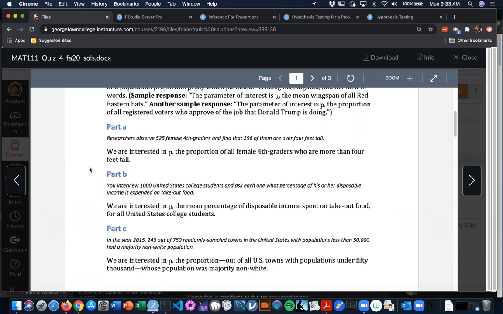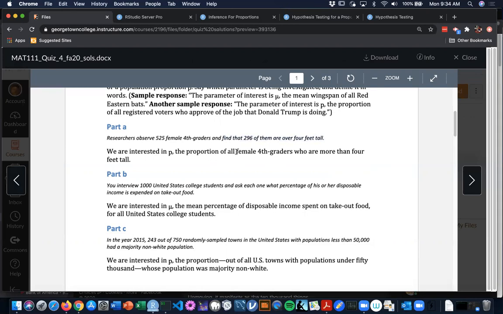So part A, researchers observed 525 female fourth graders and find that 296 of them are over 4 feet tall. So looking at what they are doing by way of their sample and what they seem to be looking for, you can figure out that they're interested in a population proportion because they find that 296 of them are over 4 feet tall. They're counting how many are over 4 feet tall. They're thinking of every person as either over 4 feet tall or not. Yes, no. So you're in proportion territory here. So you're interested in a population proportion.